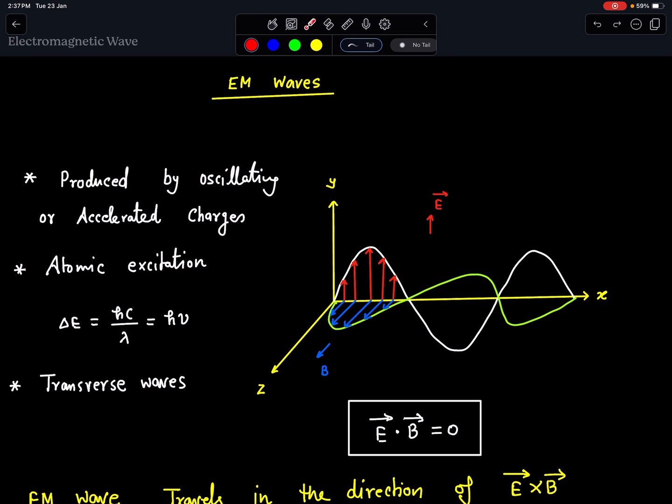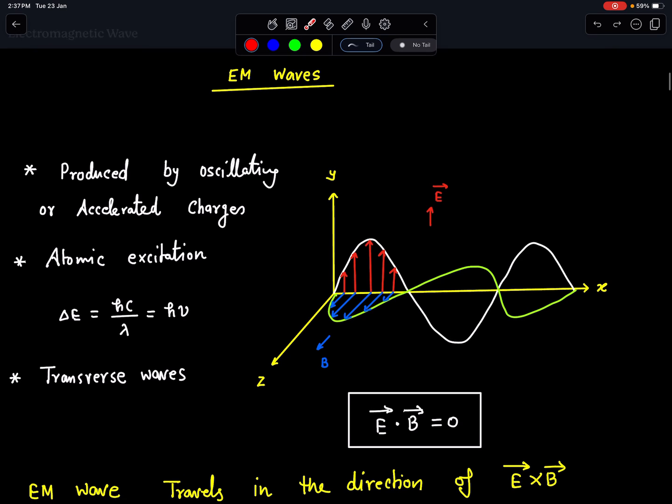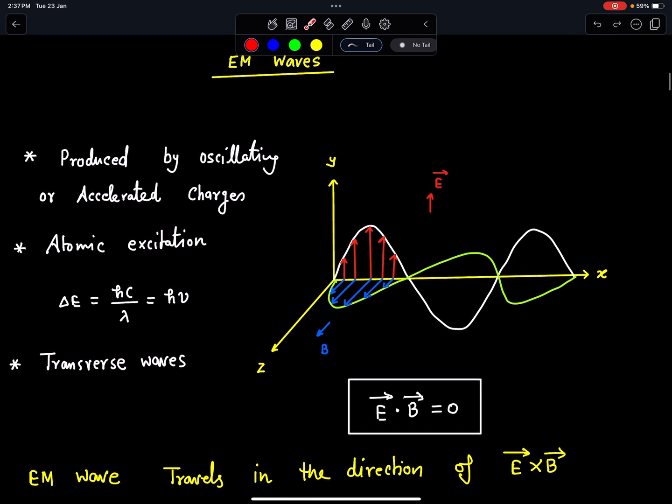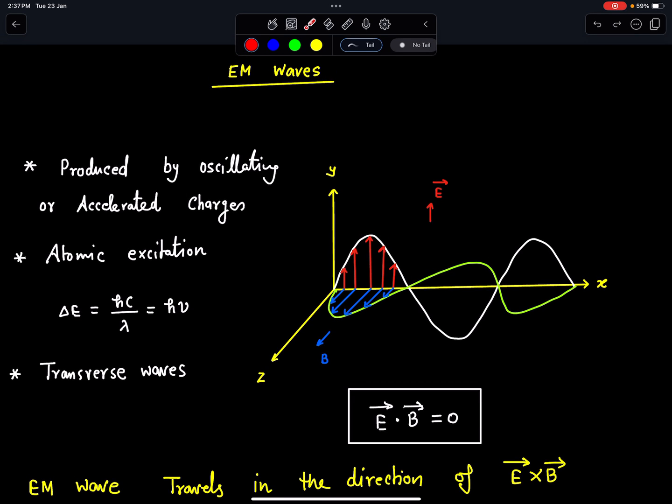Guys, this is a very important topic for JEE Mains and Advanced. So here is a short lecture followed by some PYQs on EM waves. So let's discuss this. EM waves are mainly produced by oscillating or accelerated charges. And you can say light is produced, or photons are produced, during atomic excitation.